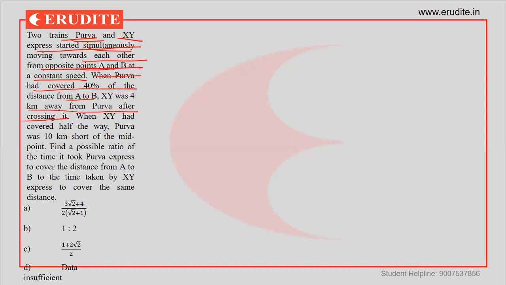from Purva after crossing it. So if I draw the schematic so far, D is the total distance between the points A and B. The first case says that when Purva had covered 40% of the distance, this is the Purva axis and this is the XY axis, they started towards each other at the same time. So this is the 40% of the distance, let's say.